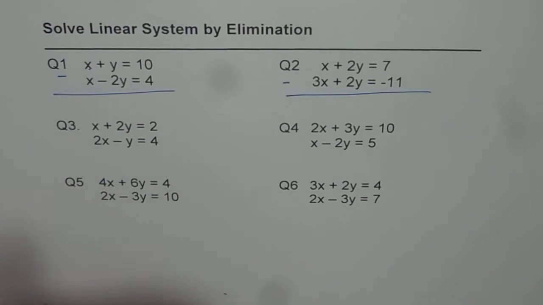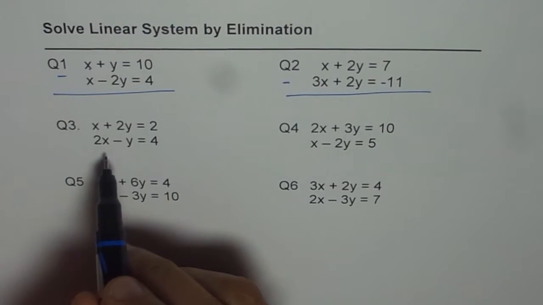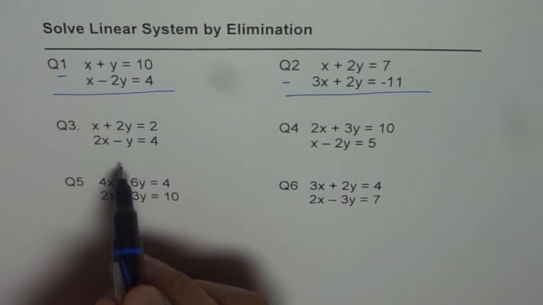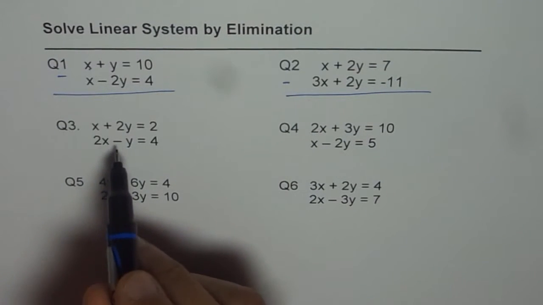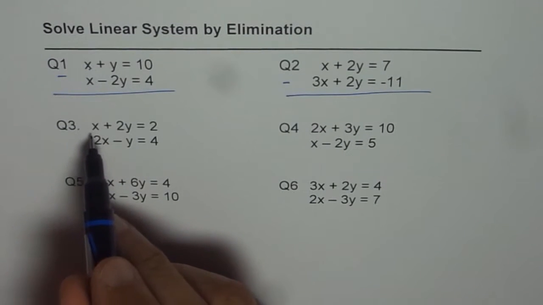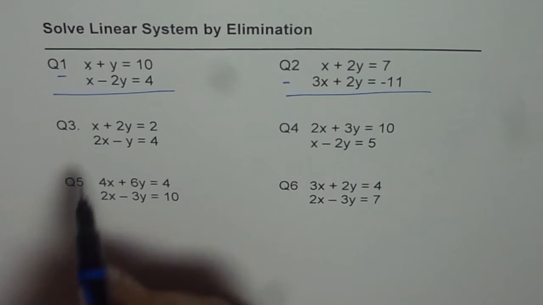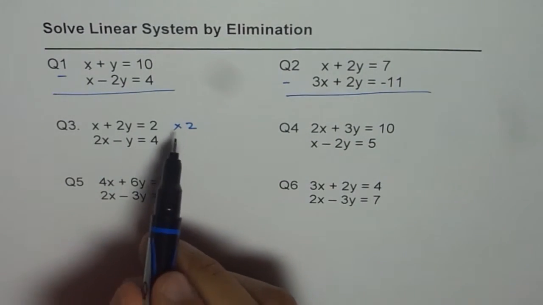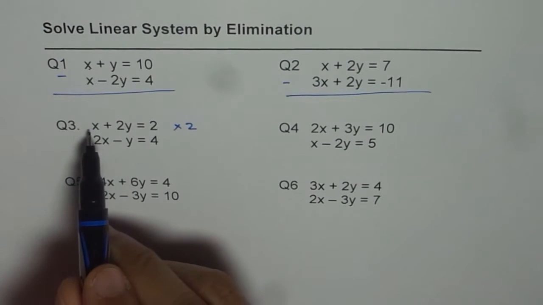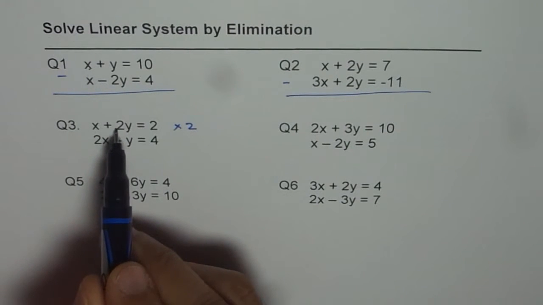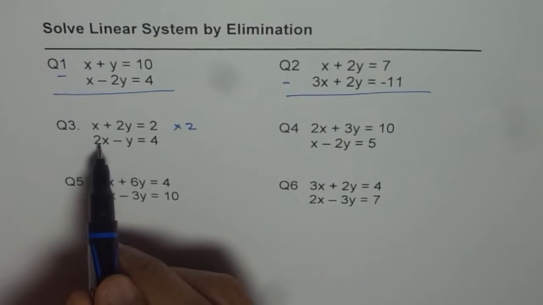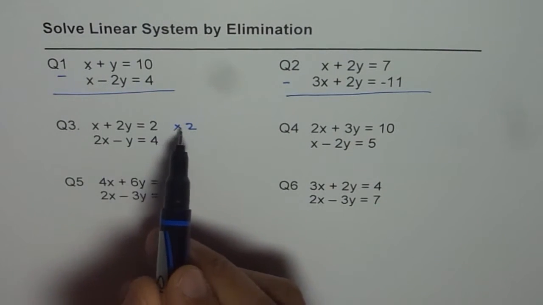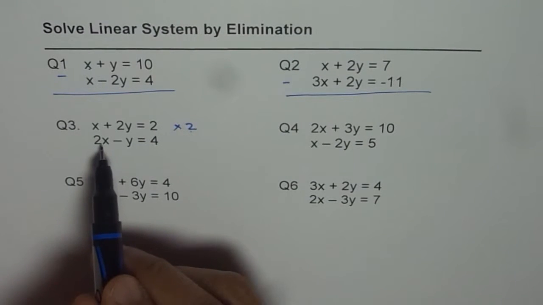Question number 3. In this, the coefficients are different for x's and y's, right? So the first step here will be to somehow make the one coefficient set as same, which we can do by multiplying, let us say, first equation by 2. If I multiply the first equation by 2, I get 2x, 4y equals to 4. Now if I take away second equation from the first, which is multiplied by 2, then we can eliminate x.